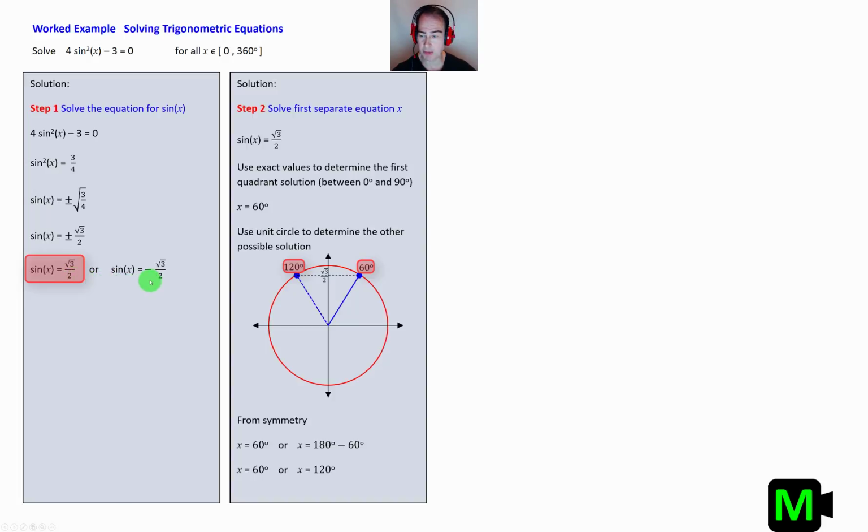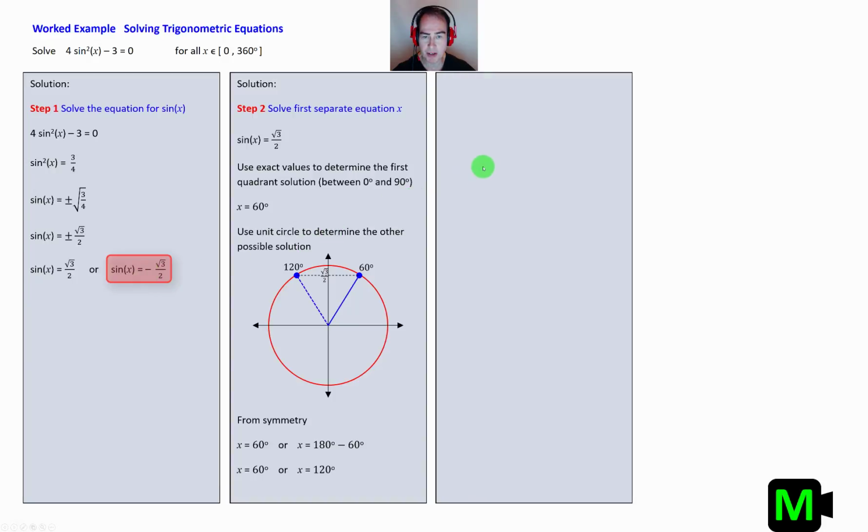Now we do exactly the same thing for the second equation. However, we note that this is now negative root 3 over 2. So if we come up here, solve the second equation for x, sine x equals negative root 3 over 2. And before we actually do this, keep in mind that a negative sine value would be down on the lower section of the unit circle.